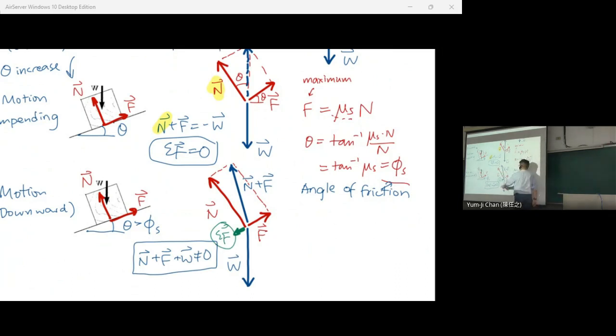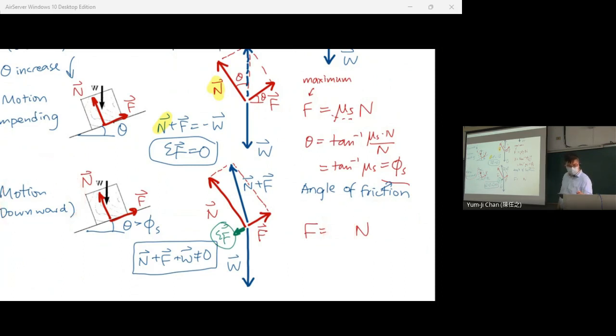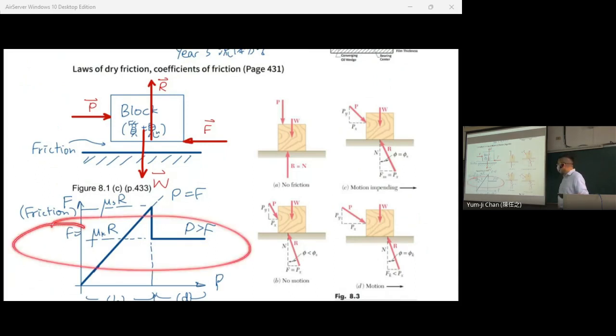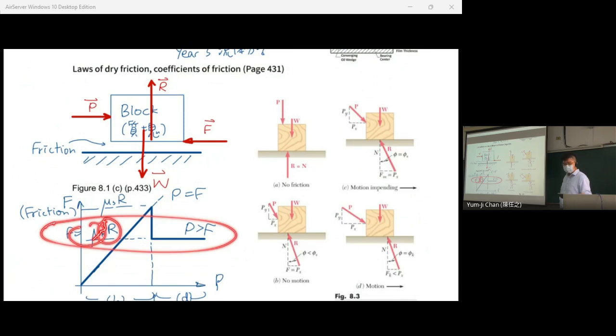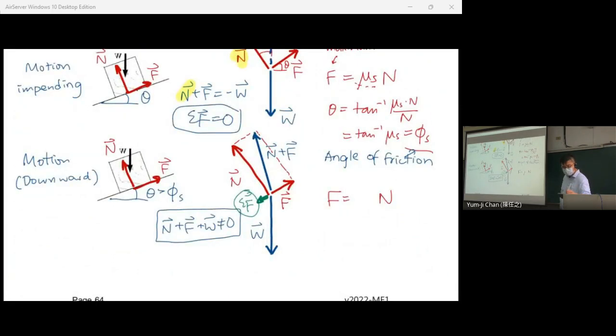So how about the mathematics? Let's take a look. When there is motion, what is the relationship between F and N? If there is motion, what's the relationship between F and N? Let's take a look at one, two, three pages before. This is this one. Okay. Friction is equal to mu k times the reaction force if there is motion. So here we have mu k times N.